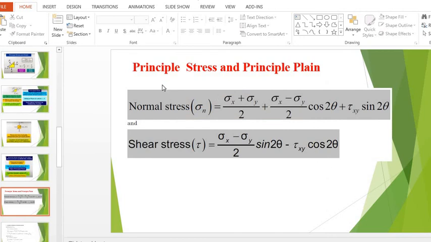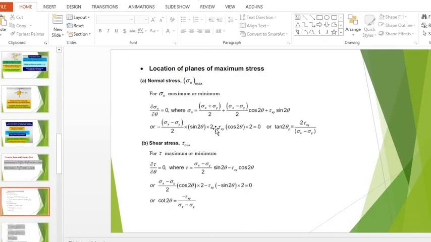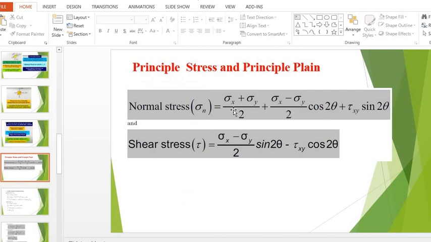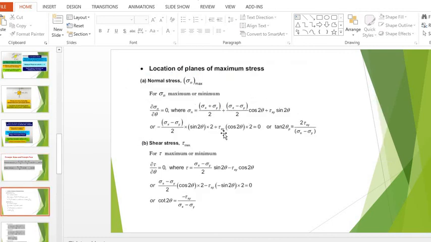Now here, see, the normal stress sigma n, the formula is given as sigma n equals (sigma x plus sigma y)/2 plus (sigma x minus sigma y)/2 into cos 2 theta plus tau xy sin 2 theta. Similarly, the shear stress, that is tau, this is the formula, right? Sigma n already clear, sigma x clear, sigma y clear to you. Next is the formula, the same thing actually here. This formula and this formula are almost the same, right?